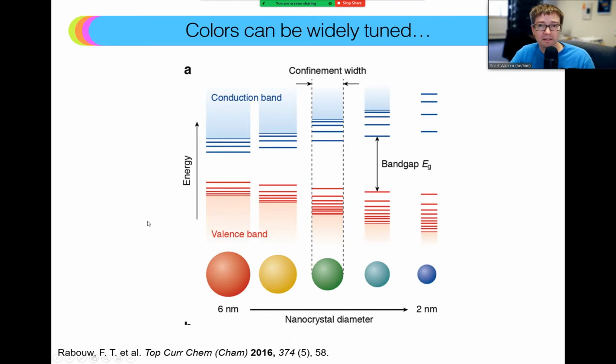And this effect then allows us to tune colors really widely. So in this example of a quantum dot, this could represent, for example, cadmium selenide, a common quantum dot material. 6 nanometers gives us red particles. As we go down to the 2 nanometer particles, they become blue. And anywhere in between, you can shift the color from yellow, green, cyan to blue. And the corresponding picture is we have our valence band in red, our conduction band empty in blue, and that band gap, the energy difference between the valence band and conduction band, is getting larger and larger as we move from left to right. It's a pretty cool effect.